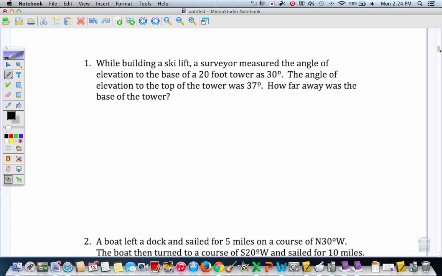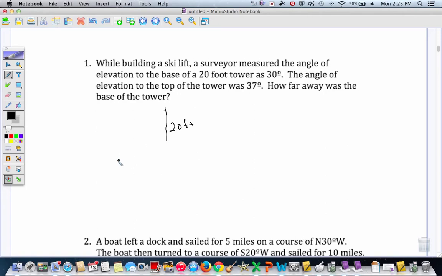While building a ski lift, the surveyor measured the angle of elevation at the base of a 20-foot tower as 30 degrees. The angle of elevation at the top of the tower is 37 degrees. How far away was the base of the tower? Well, let's start here with a simple tower. We'll put a straight up and down line. Anytime we measure the height of something, it's a vertical height. So a 20-foot height.